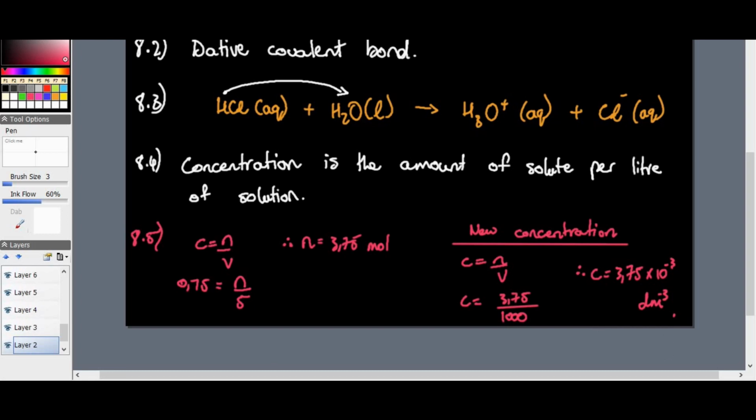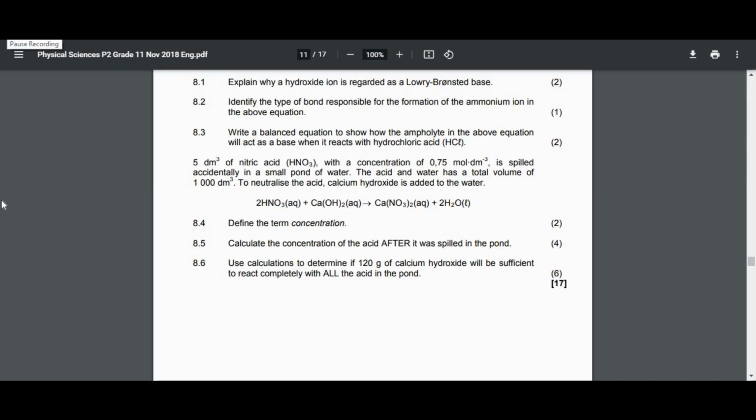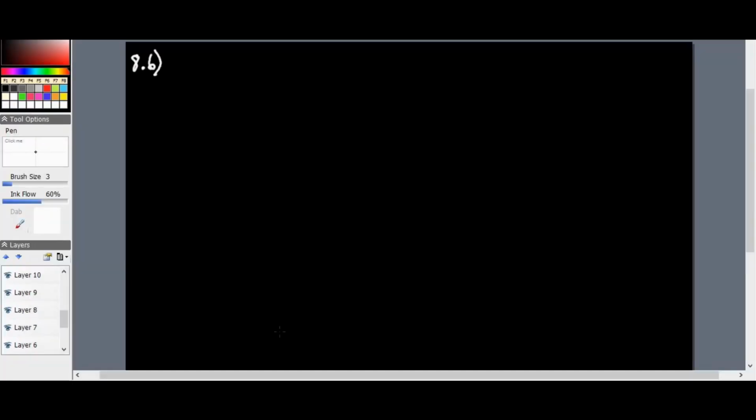Maybe let's leave that up for a little bit. 8.6 says use calculations to determine if 120 grams of calcium hydroxide will be sufficient to react completely with all the acid in the pond. So now they tell us that of the calcium hydroxide, they used 120 grams of it. Will it be sufficient to react completely with all the acid in the pond? We're just trying to find out if that's the sufficient amount. If it's not, this calculation is obviously going to help.